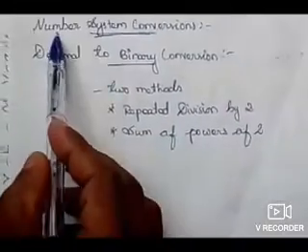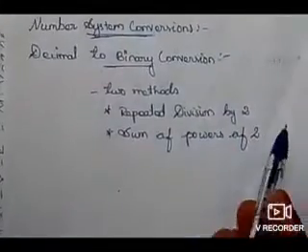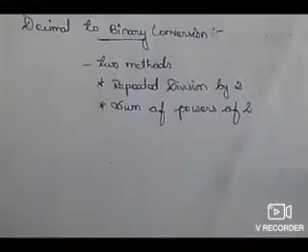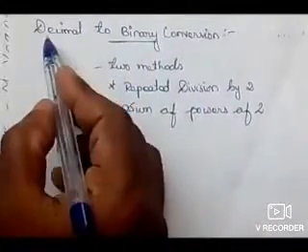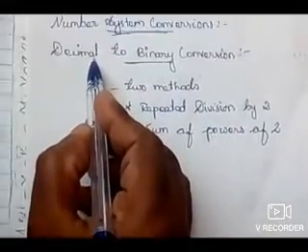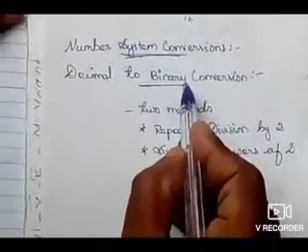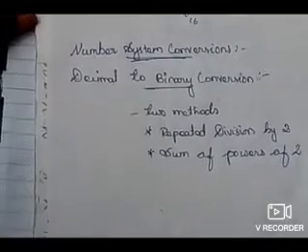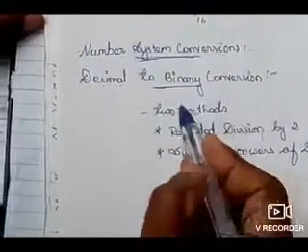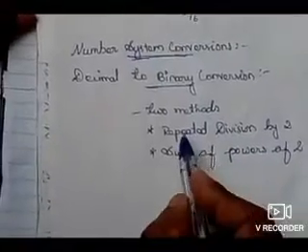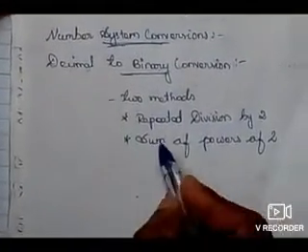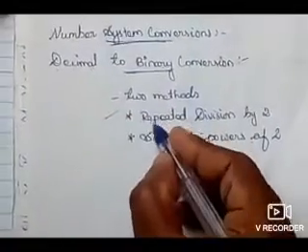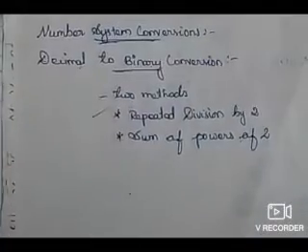Next topic is number system conversion. First we will convert the decimal number to the binary number system. We know the decimal number system has 10 numbers, 0 to 9. The binary number system has 2 numbers, 0 and 1. When converting decimal to binary, there are two methods: repeated division by 2 and sum of powers of 2. First we will see the repeated division by 2.